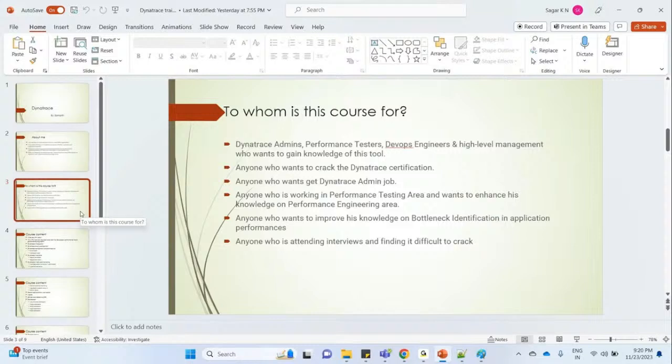We'll also be sharing a few tricks or tips on how to crack an interview, whether you are a Dynatrace administrator, performance tester, DevOps engineer, or SRE engineer. So we'll be sharing some content on those aspects as well, where we would help you with the common questions that are asked for a Dynatrace administrator, or if you want to go for a Dynatrace interview.